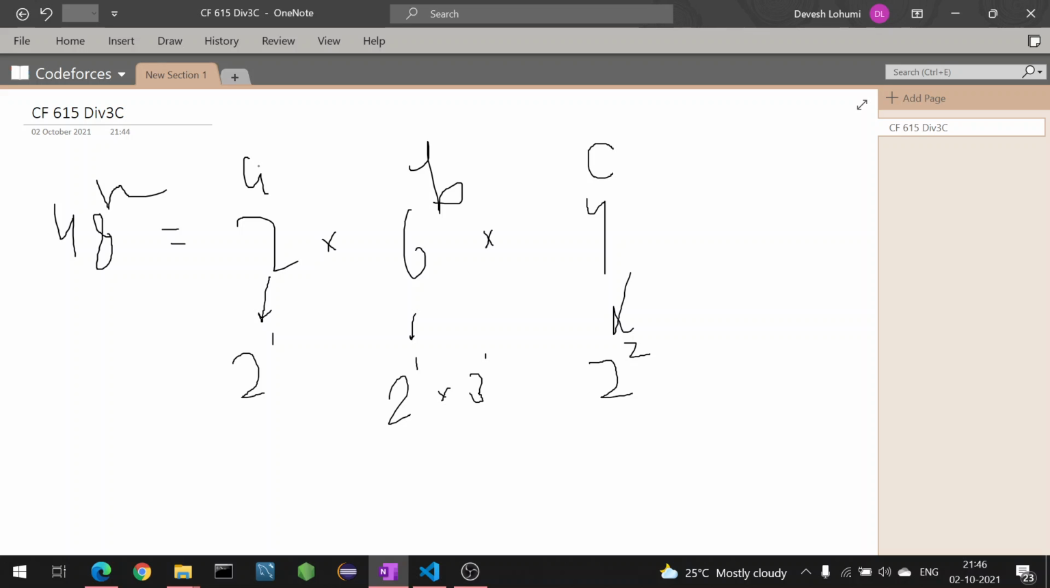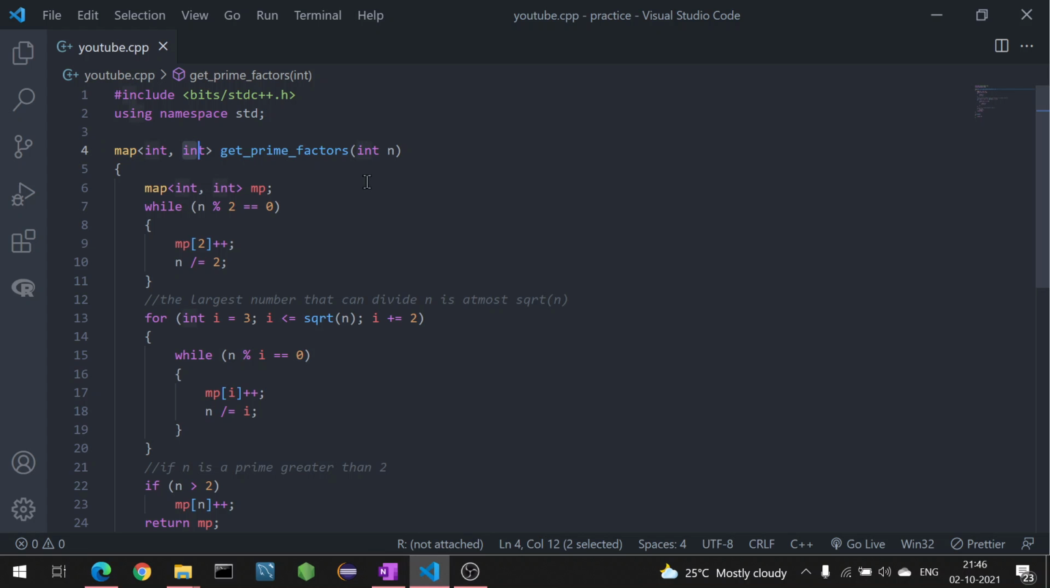So let's simply see the code for getting the prime factorization of any particular number n. We can do that in order of root n time. Let's see how. So here I've opened VS Code, and this is the function which returns a map of int and int. The first number stores a particular number in the prime factorization, and the second number stores the frequency of it.